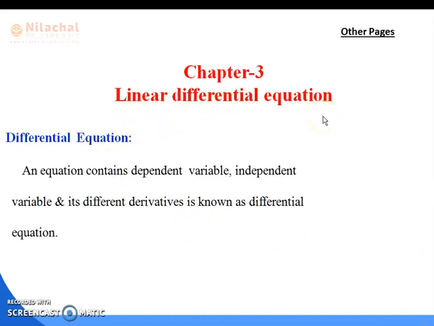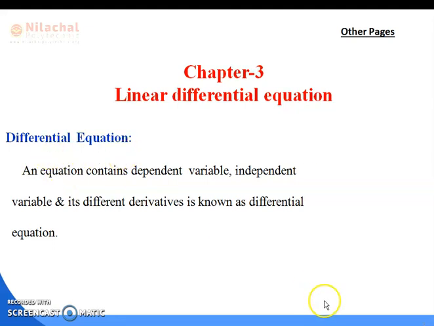The definition of a differential equation is: an equation containing a dependent variable, an independent variable and its different derivatives is known as a differential equation. As we know, the dependent variable is y and the independent variable is x, and its derivatives mean dy by dx, d square y by dx square, d cube y by dx cube. All these are known as derivatives of y with respect to x. So if all these are present in your equation, that equation is known as a differential equation.